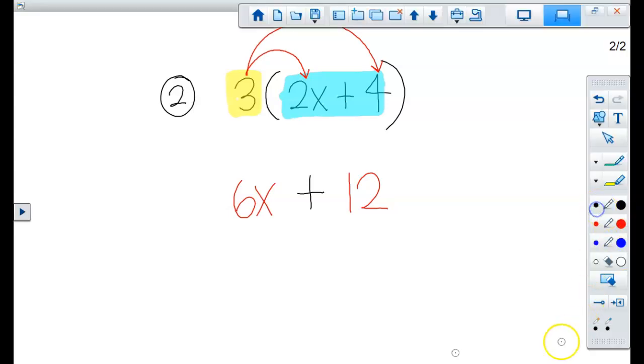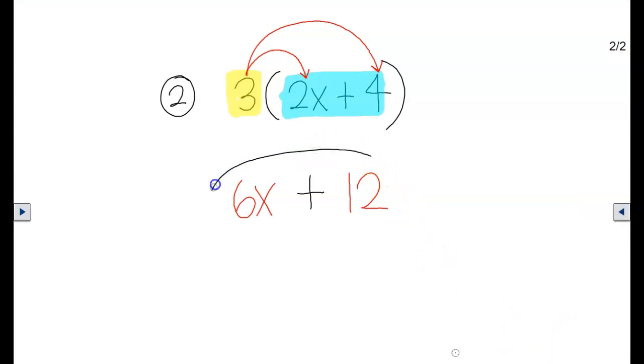And again, at that point, we are done because we don't know what 6 times x is. We have no idea how much that is, so we can't add it with the 12. So 6x plus 12 would be your simplified answer. Notice the effect that the distributive property has. It makes the parentheses in the problem go away, which makes it simpler. We have less stuff to look at.